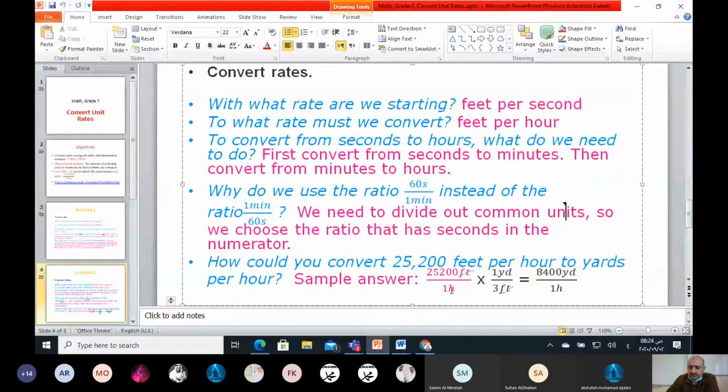Then how to change from feet to yard? As you know, each 1 yard equals 3 feet. So now I have feet up and feet down. Cancel feet up with feet down. So we have now 25,200 times 1 divided by 3. The answer will be 8,400 yards per 1 hour.